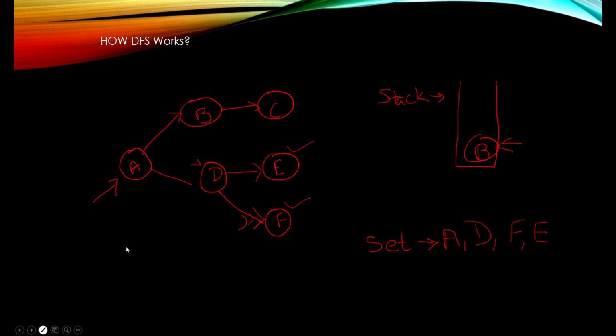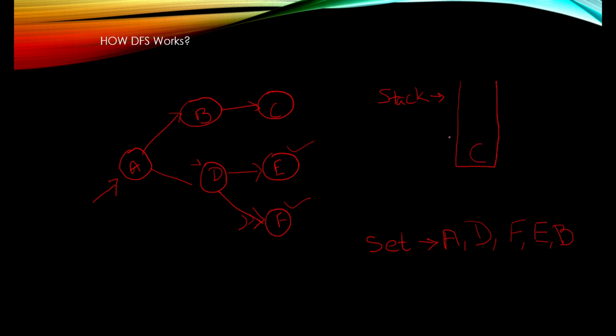So let us remove this. Since I have popped out B, I need to add B in my set. So in the end here, I'll add B as well. Next, I need to see what is the adjacent of B. The adjacent of B is C. So I need to add C in the stack.